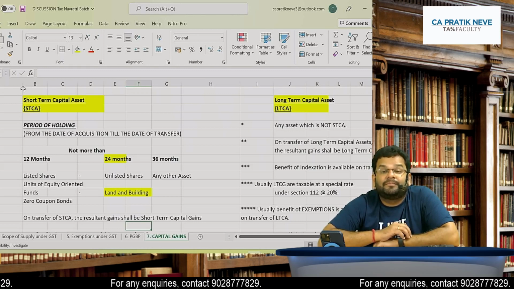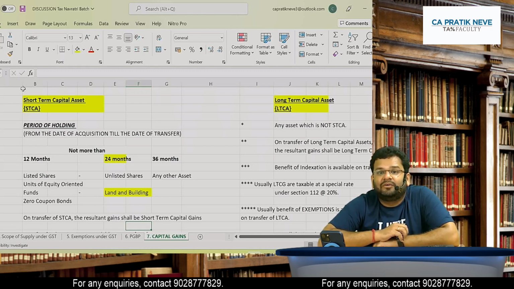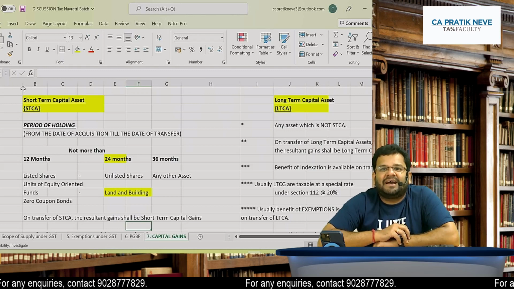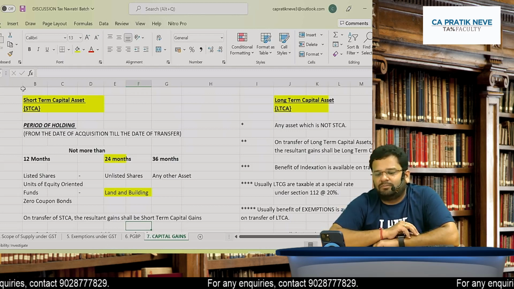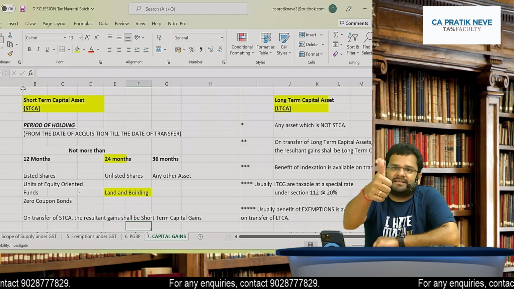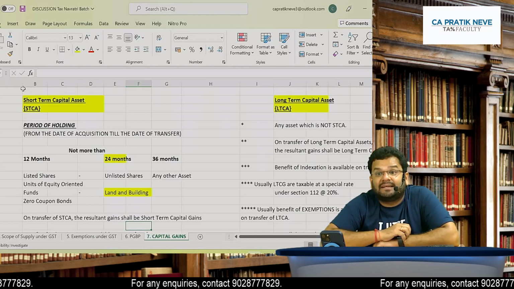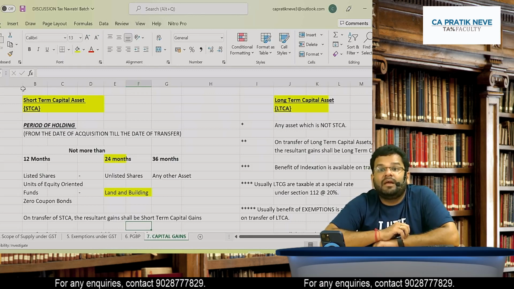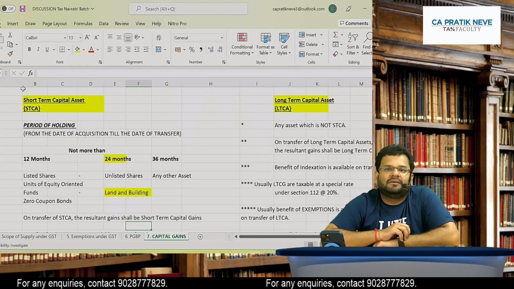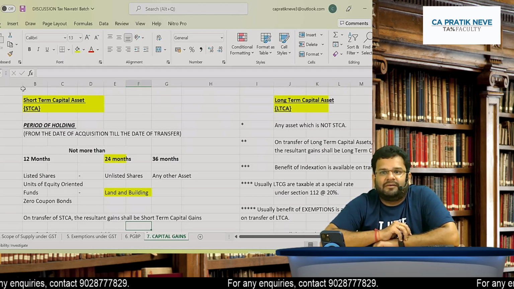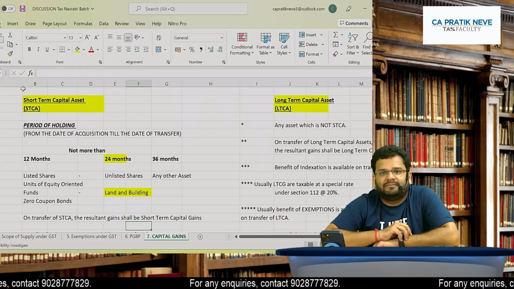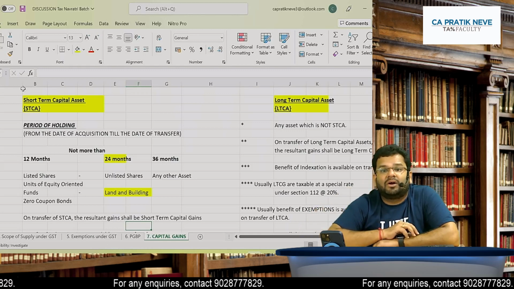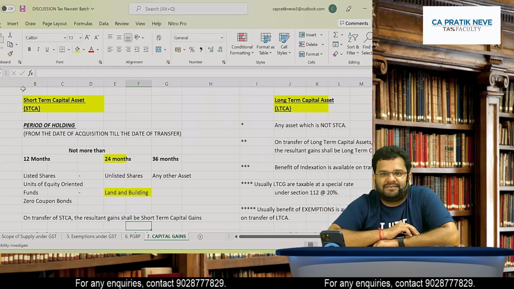First example, I am holding jewelry for 48 months and selling. Means I am selling such jewelry which was purchased by me 48 months back. Yes, it's a long-term capital asset. So its transfer will give rise to long-term capital gains. I purchased a plot of land 3 years back and now I am selling it. It is again a long-term capital asset because it is held for more than 24 months.